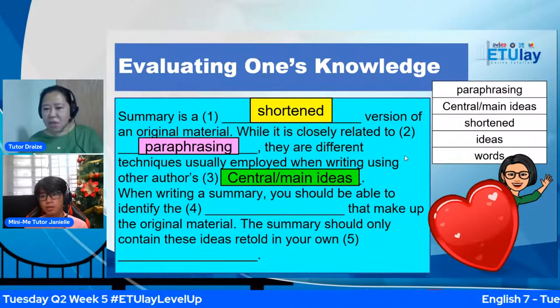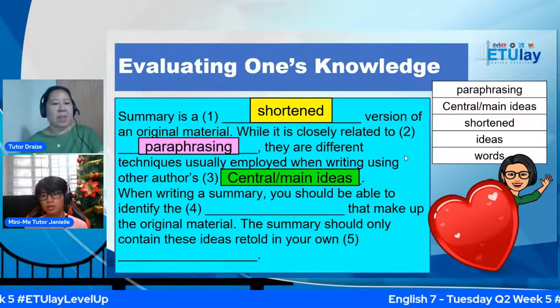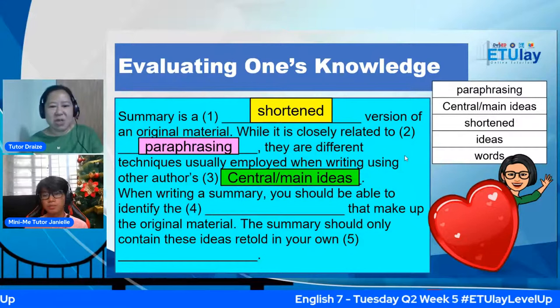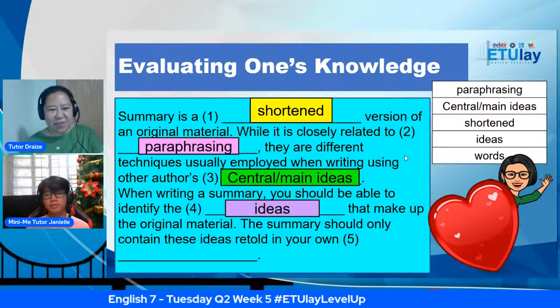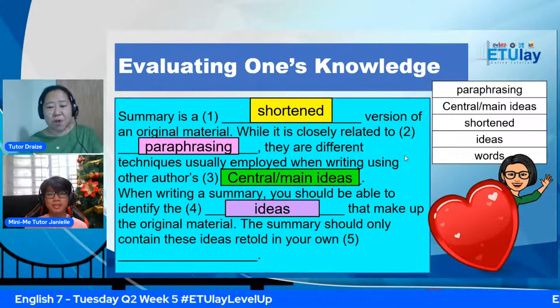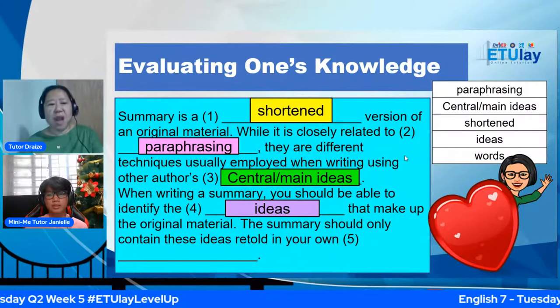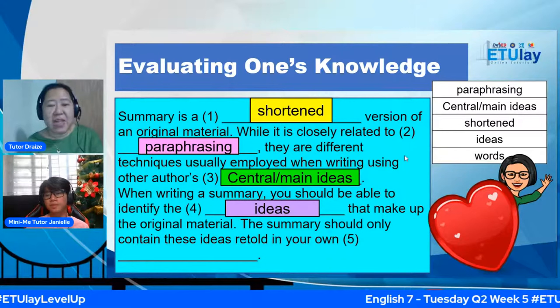Okay, and she mentioned that it's ideas. Okay, let us check if Danette is correct. Very good, Danette. That is correct. We have ideas for number four.